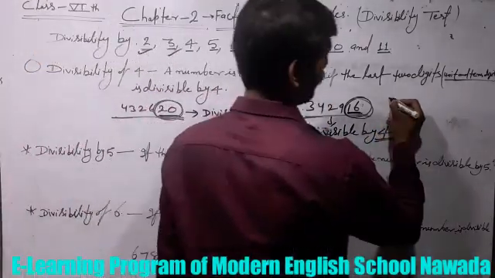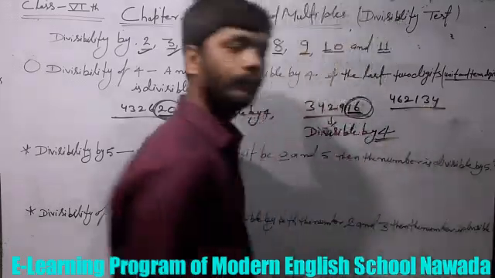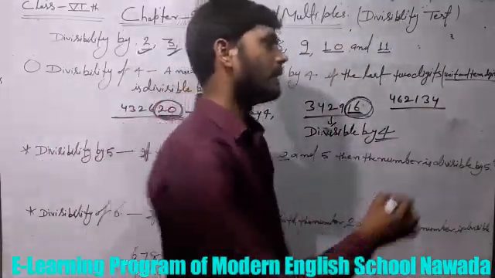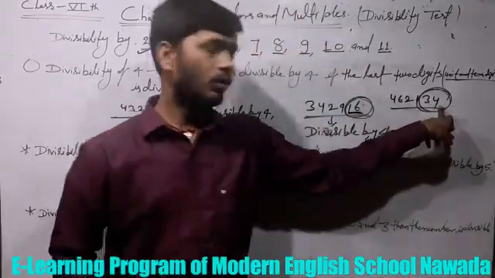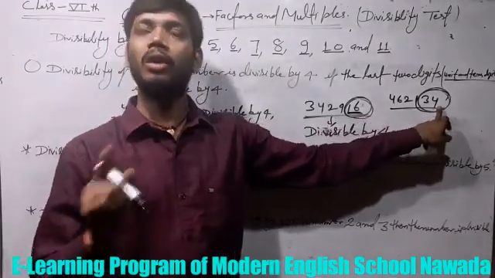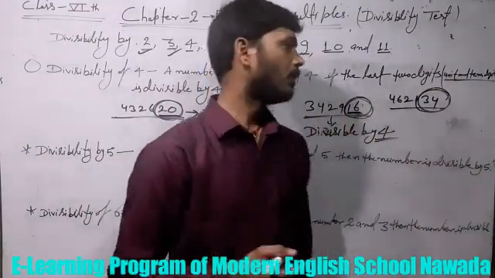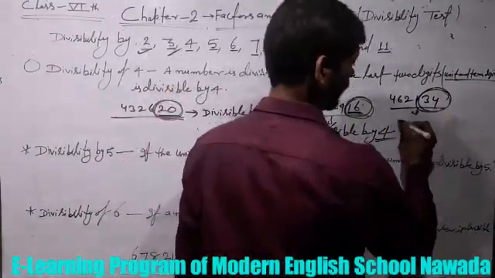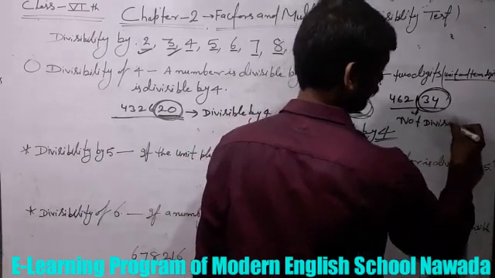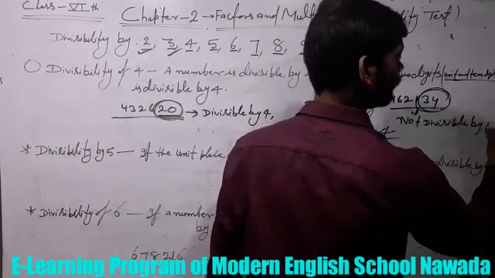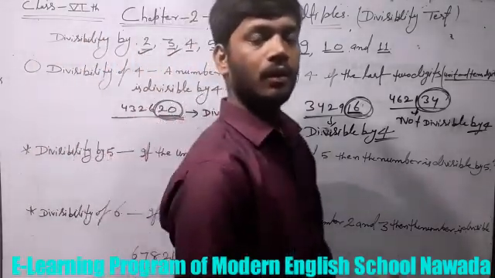I write 462134. Observe this number. Its last two digits are 34, and you know 34 is not divisible by 4. 34 is not in the table of 4. So this number is not divisible by 4. Understand?